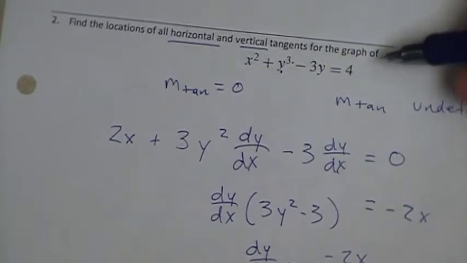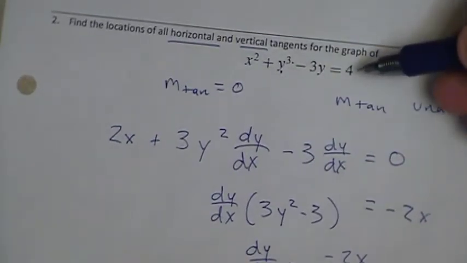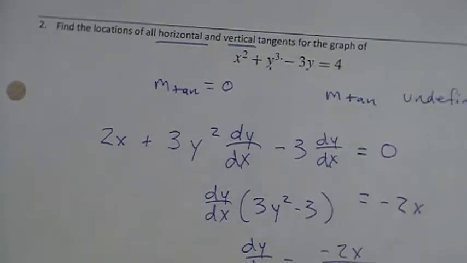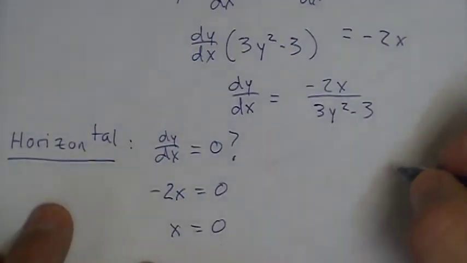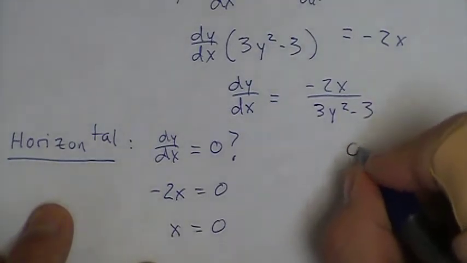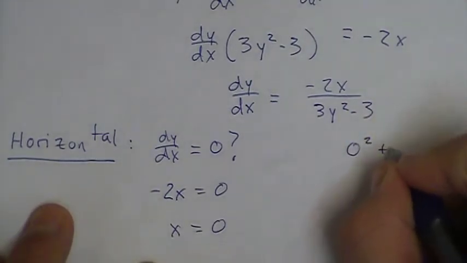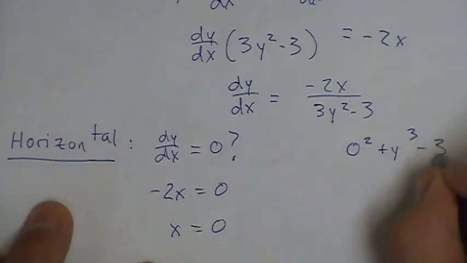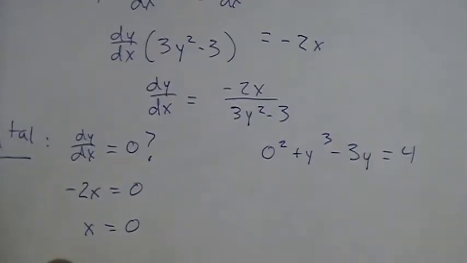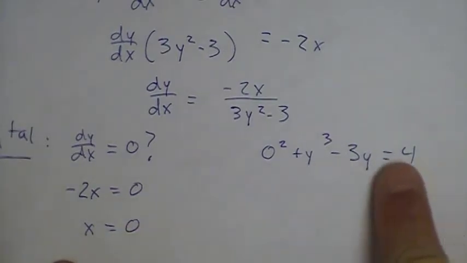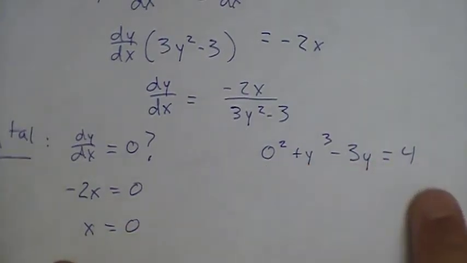So now we need to figure out where on this relation x actually equals 0. I'm going to take the relation, bring it down below, and put 0 in place of the x. So 0 gets squared, plus y cubed minus 3y equals 4. If I can solve this equation for y, I'll then know where on my curve I have the horizontal tangent. I know it's when x is 0, but what's my y value? Well, the y value is going to be whatever the solution of this equation is.